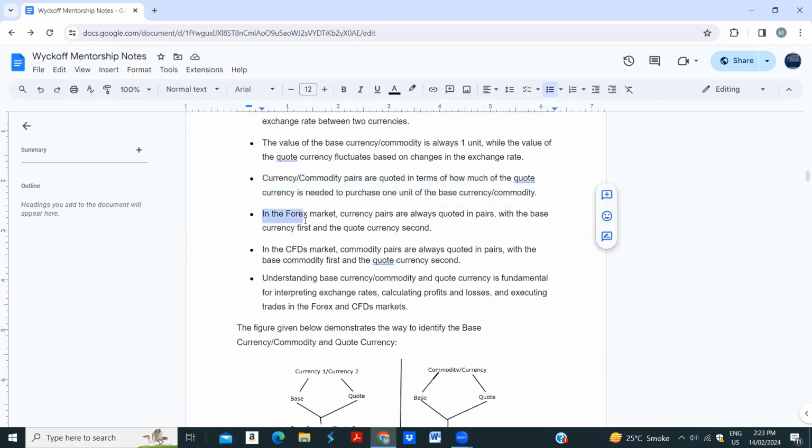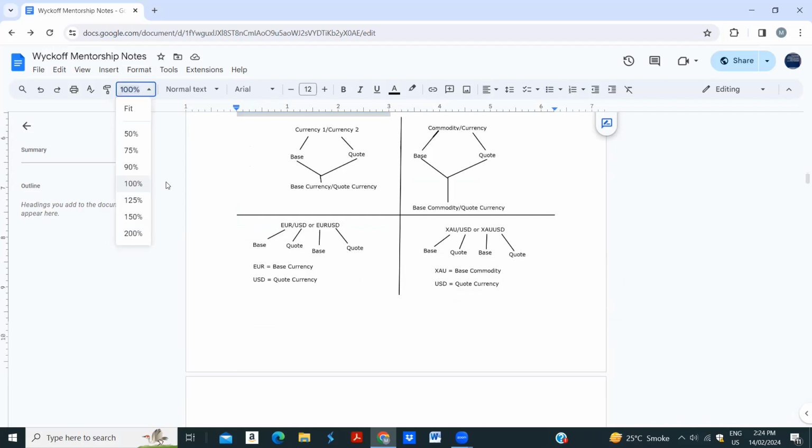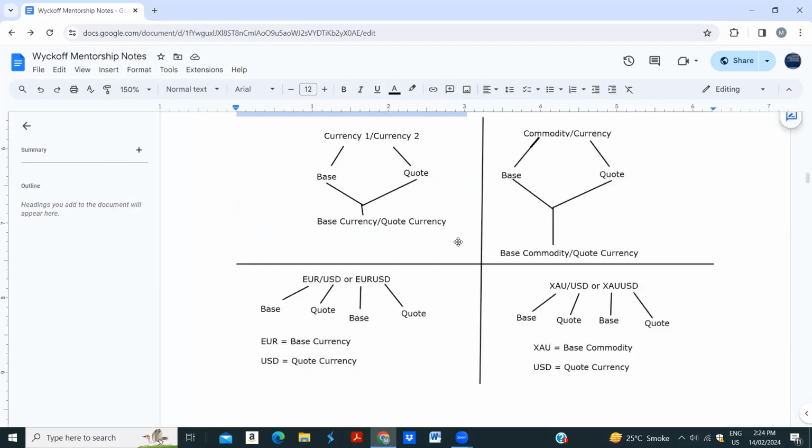In the forex market, currency pairs are always quoted with the base currency first and the code currency second. In the CFDs market, commodity pairs are always quoted with the base commodity first and the code currency second. Understanding the base currency or commodity and the code currency is fundamental for interpreting exchange rates, calculating profits and losses, and executing trades in the forex and CFDs market. Now, this is a figure here. The figure given below demonstrates the way to identify the base currency or commodity and the code currency. You have to read through this figure in order to understand it.